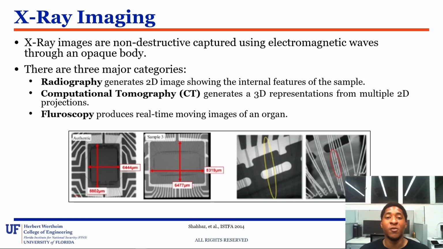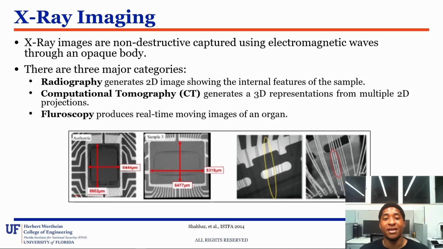Some of the common forms of X-ray imaging include radiography, which produces a two-dimensional image, and computed tomography, which is actually the preferred method in hardware reverse engineering. Computed tomography, or CT, generates a three-dimensional representation by compiling several two-dimensional projections, and this gives a very comprehensive view of an object's internal composition.